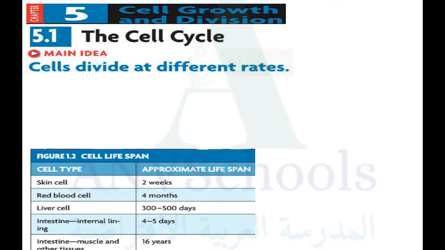We are still on chapter 5, Cell Growth and Division. And the main idea that we are going to discuss here is that cells divide at different rates.